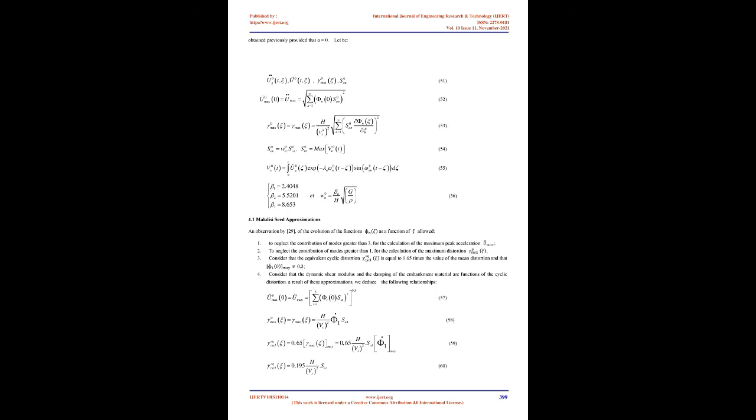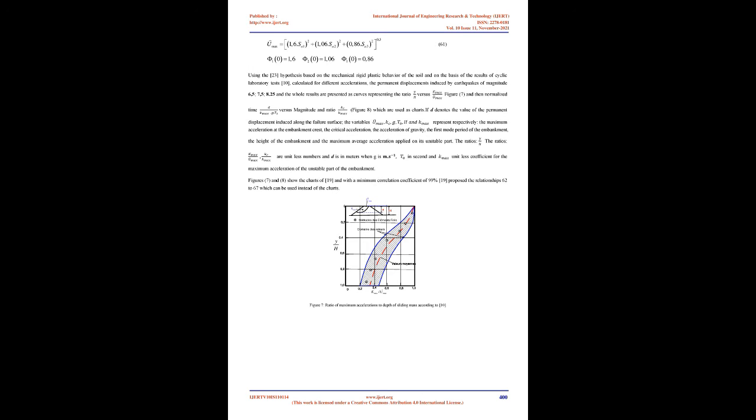Using the hypothesis based on the mechanical rigid plastic behavior of the soil and on the basis of the results of cyclic laboratory tests, calculated for different accelerations, the permanent displacements induced by earthquakes of magnitude 6.5, 7.5, 8.25, and the whole results are presented as curves representing the ratio versus figure 7, and then normalized time versus magnitude and ratio, figure 8, which are used as charts.